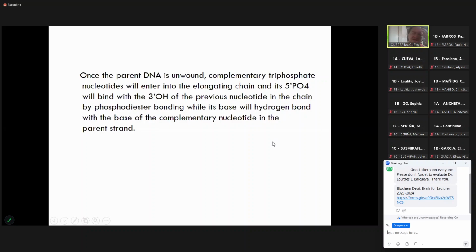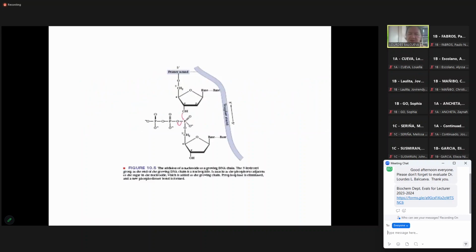Okay, please read this. Once the parent strand is unwound, complementary triphosphate nucleotides will enter into the elongating chain, and its 5-phosphate will bind with the 3-OH of the previous nucleotide in the chain by phosphodiester bonding, while its base will hydrogen bond with the base that is complementary to the nucleotide.